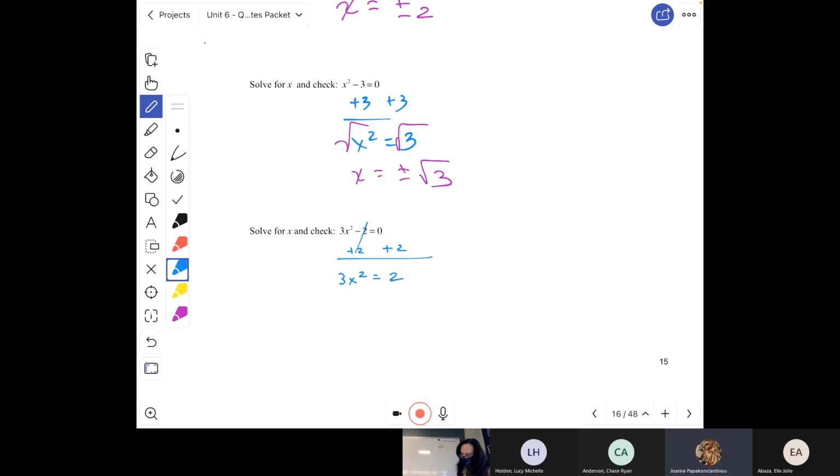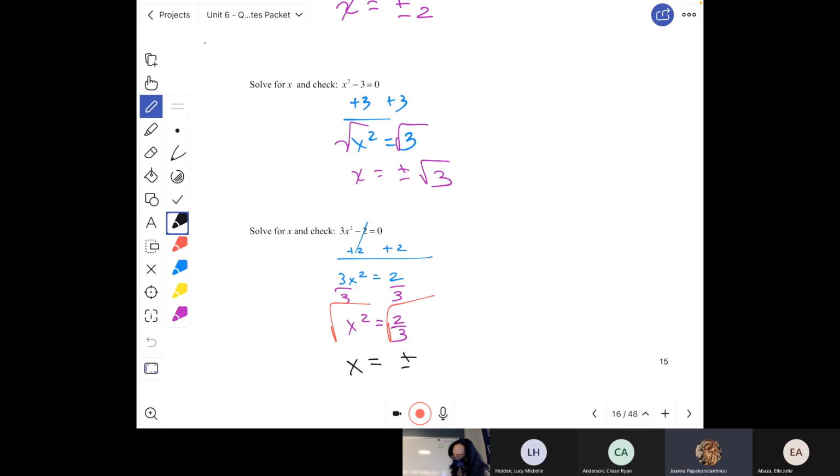Then what? And then? And what does x equal? Plus or minus 2/3. No, square root of 2/3.